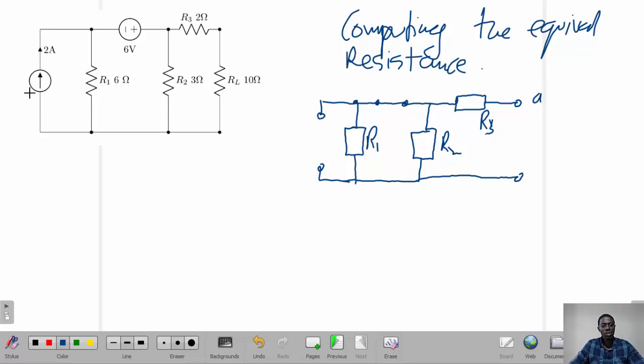We zero the current source by replacing it with an open circuit, which is here. So we've replaced the current source with an open circuit, and then we replace the voltage source by a short circuit. The load resistor has been removed, so you've got A, B, like so.